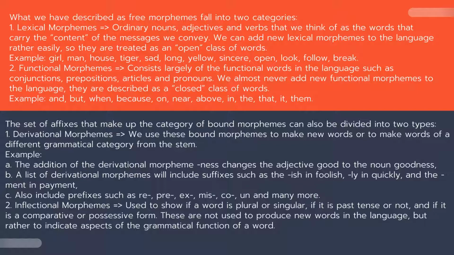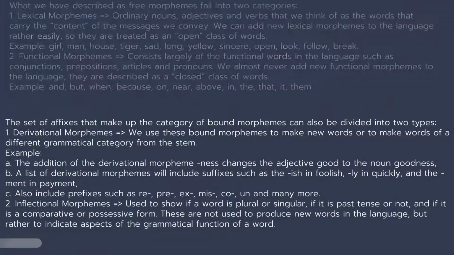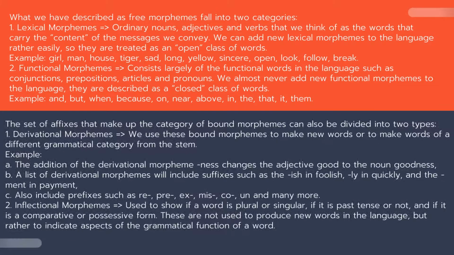2. Functional morphemes consist largely of the functional words in the language, such as conjunctions, prepositions, articles, and pronouns. We almost never add new functional morphemes to the language. They are described as a closed class of words. Example: and, but, when, because, on, near, above, in, the, that, it, and them.